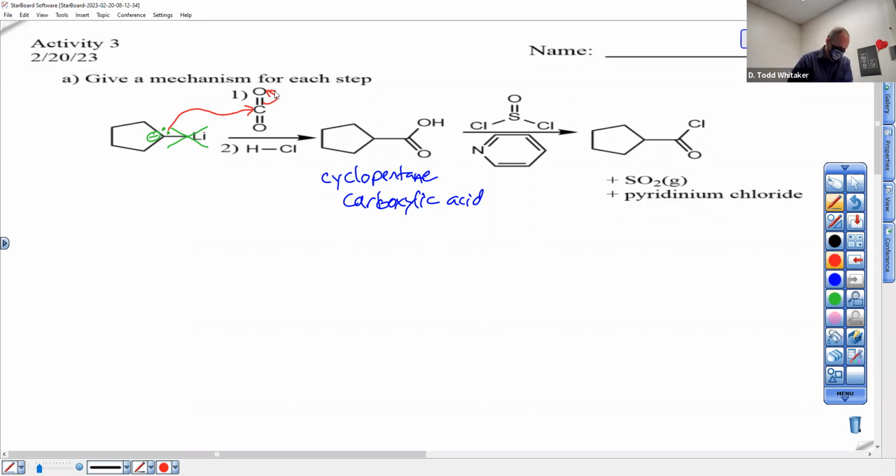I do not want to try to remind you what will happen if you mix the strongest base you can possibly think of with one of the strongest acids you can think of. You get cyclopentane and a lot of heat.